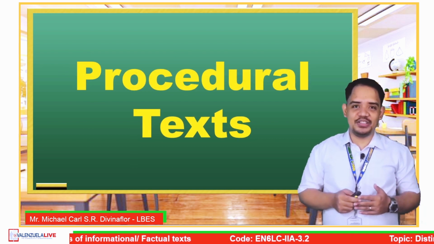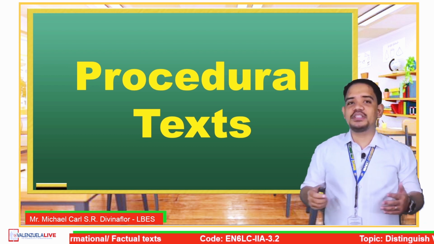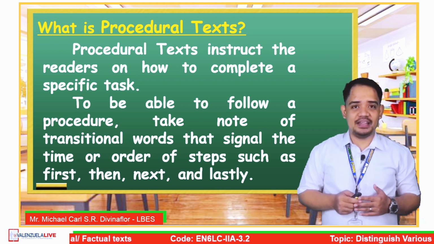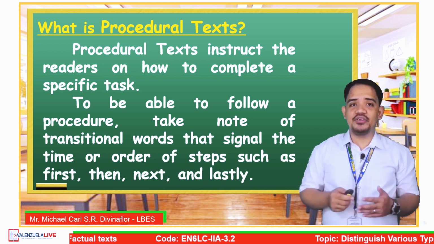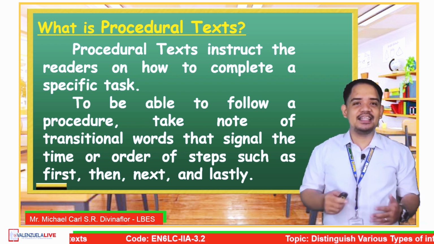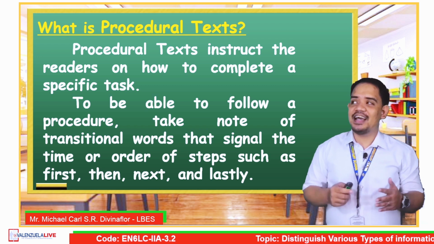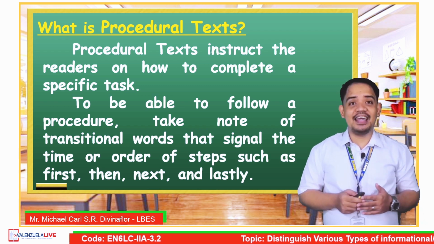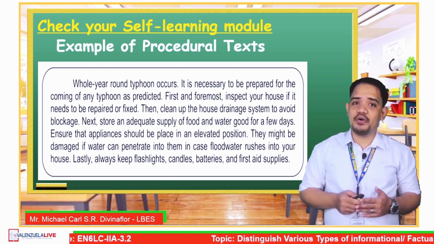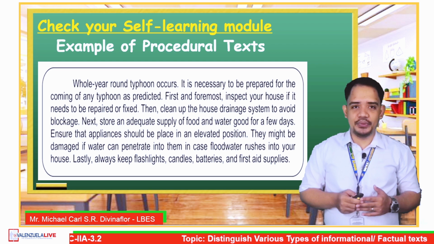The next informational text type that we have is the procedural text. Procedural text instructs the readers on how to complete a specific task. To be able to follow a procedure, take note of transitional words that signal the time or order of steps such as first, then, next, and lastly. The example that we have in our module is entitled Safety Measures Before Typhoon.